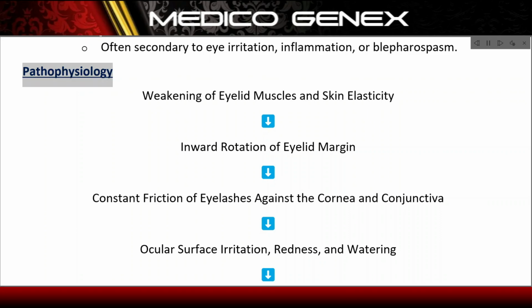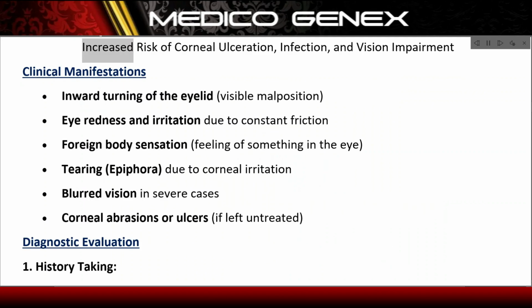Pathophysiology. Weakening of eyelid muscles and skin elasticity. Down arrow. Inward rotation of eyelid margin. Down arrow. Constant friction of eyelashes against the cornea and conjunctiva. Down arrow. Ocular surface irritation, redness, and watering. Down arrow. Increased risk of corneal ulceration, infection, and vision impairment.